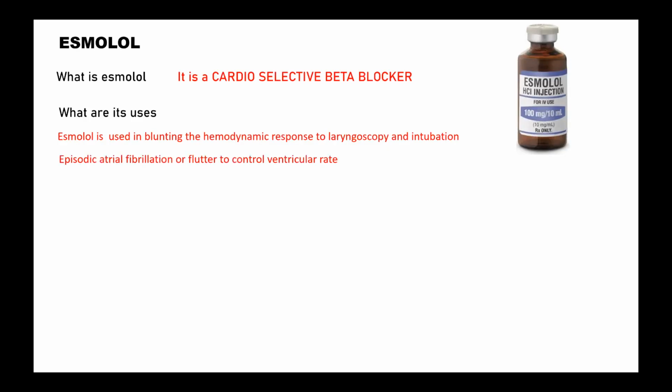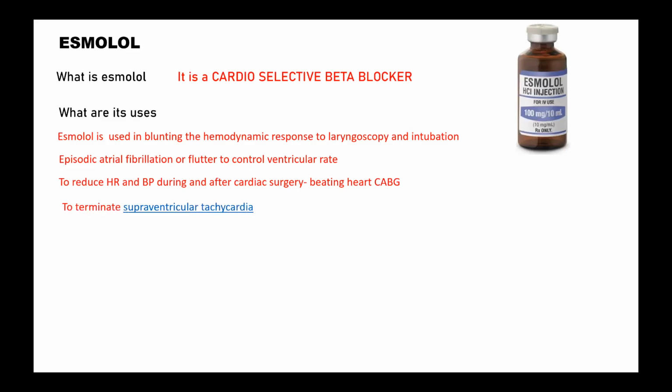Hypertension. Supraventricular arrhythmias, atrial fibrillation or flutter, to control ventricular rate. To reduce heart rate and BP during and after cardiac surgery, beating heart CABG. Terminate supraventricular tachycardia. Why is it named esmolol? What is its relevance to its metabolism?